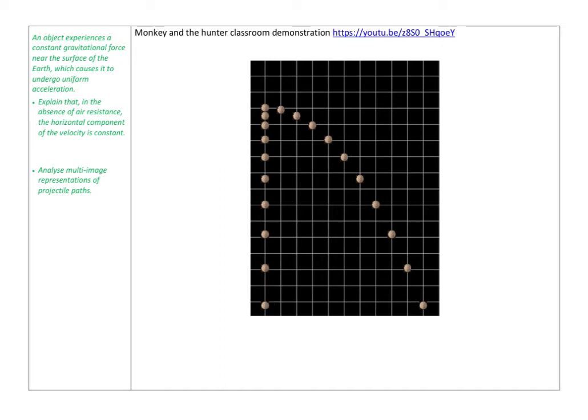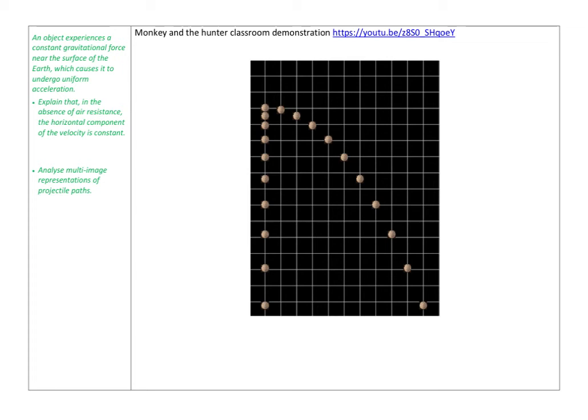So hopefully you've already watched the Monkey and the Hunter classroom demonstration. It really is a good demonstration of that idea that gravity only acts in a vertical direction. But this diagram I think also shows it really well. If we imagine we had two balls, and one of them rolled off a table with some speed this way and the other was just dropped at the same point, let's think about the horizontal first.